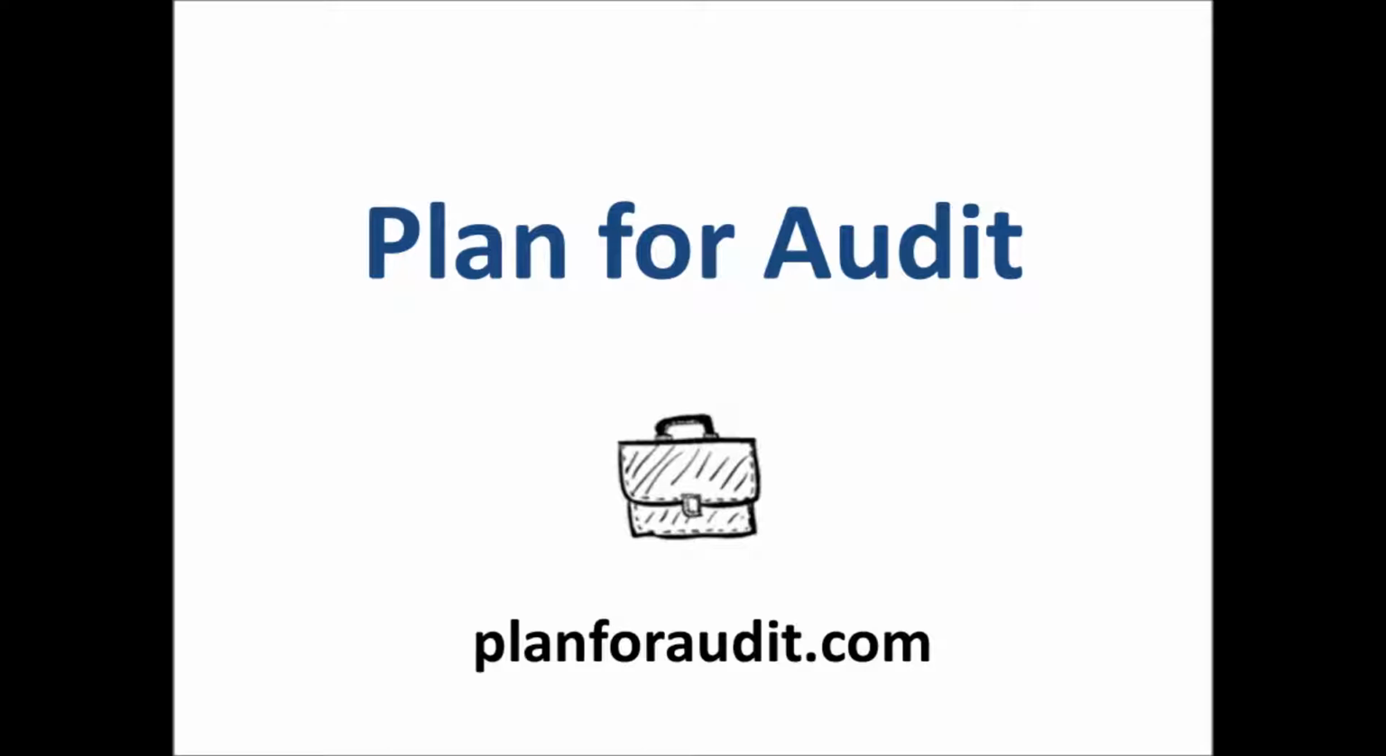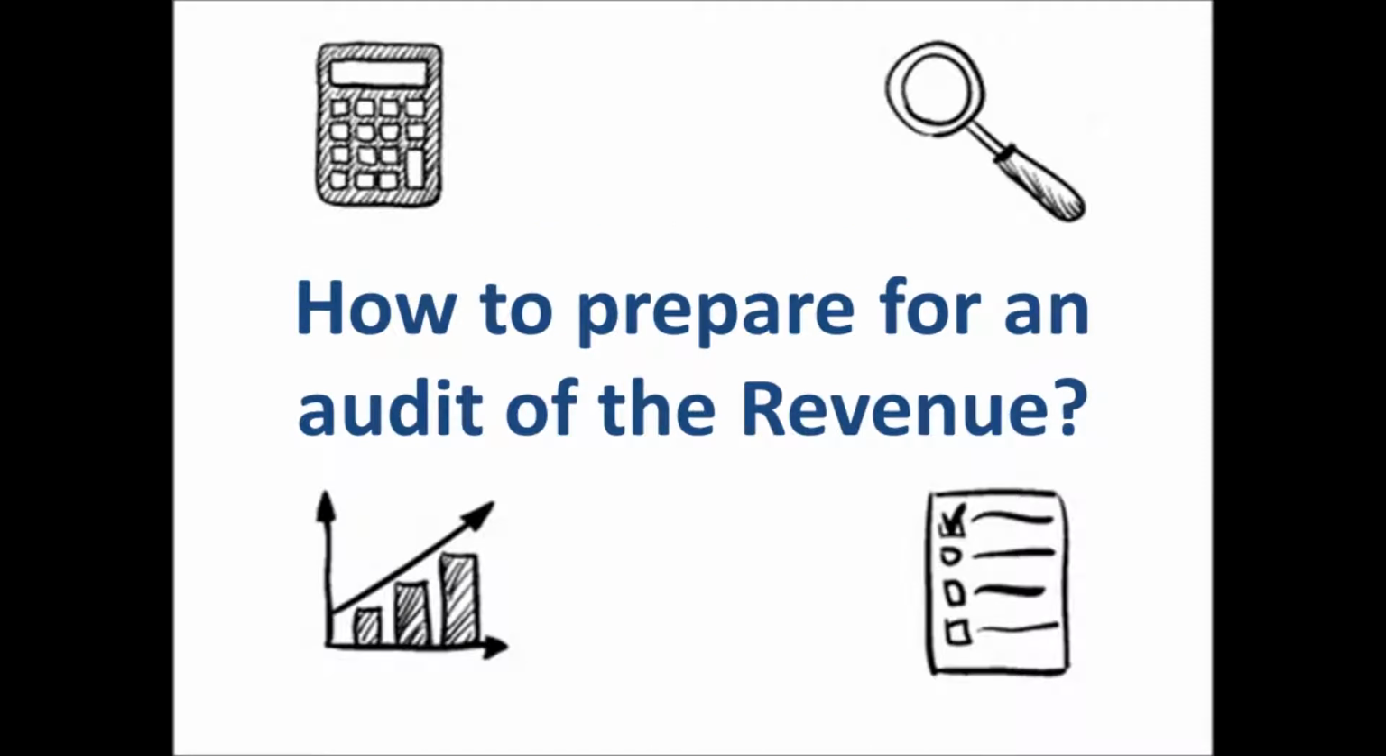PlanForAudit.com is a consulting firm providing services to all companies that need to prepare for an audit. The purpose of this video is to give you tips about the best way to prepare for an upcoming or ongoing audit, whether it's your first year being audited or if you've been audited for years. We'll be talking about the revenue recognition under U.S. GAAP, more specifically under the Accounting Standards Codification number 605.